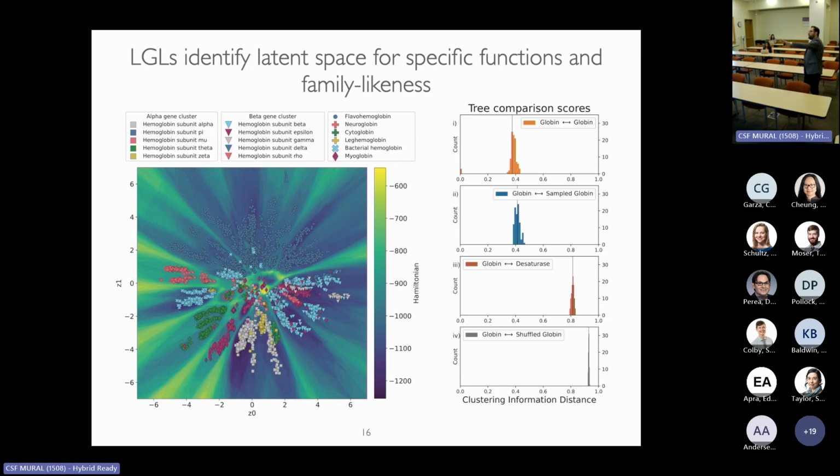In contrast, when we compare the globin, let's say, with a different family, the saturase family, then we see a much larger distance of 0.8. Or if we compare globin versus a shuffled version of globin, essentially a random protein, then we see a distance close to 1, right? So what we show is that even though we are generating sequences that are not in nature, they do preserve this phylogenetic clustering, which is very interesting.